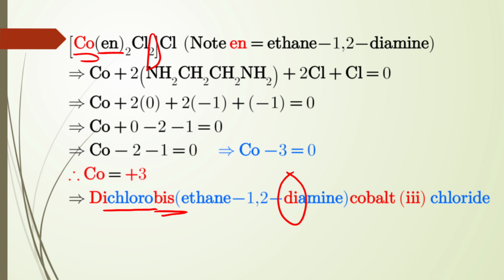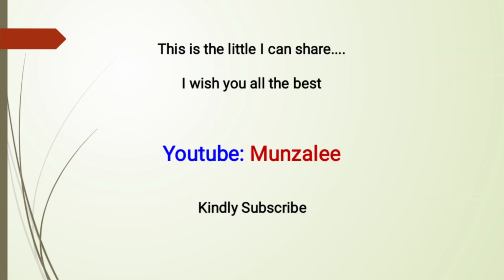Then we have this cobalt, cobalt(III) chloride. You can see, because this coordination sphere has a net positive charge, and the counter ion on it is negative, you cannot add ATE. So dichlorobis(ethane-1,2-diamine)cobalt(III) chloride. I hope you understand this. In case we have, say, propane-1,2,3-triamine, here you use tris. Do you understand this? Like this. Thank you very much. I wish you all the best.